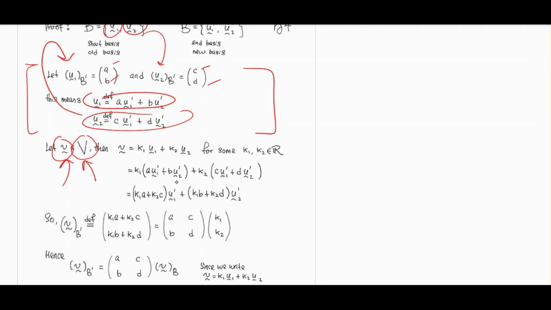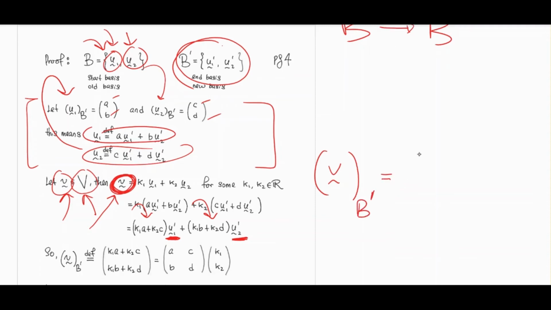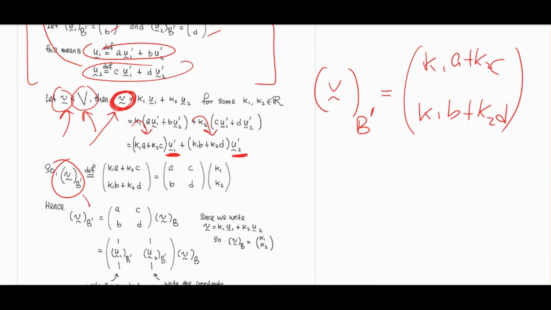Now, if you can write v as a linear combination of u1 prime and u2 prime, can you tell me what is the meaning of these scalars? If you remember, they are the coordinates of this vector v relative to which basis? Relative to the basis B prime, because you managed to write the linear combination of this vector v using the vectors u1 prime and u2 prime. By definition, the scalars here are the coordinates. So our vector v has coordinates relative to basis B prime of (k1a + k2c, k1b + k2d). That's the coordinate of v relative to basis B prime.